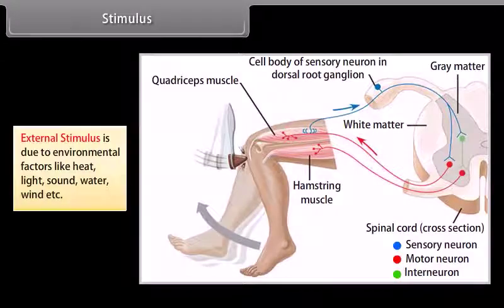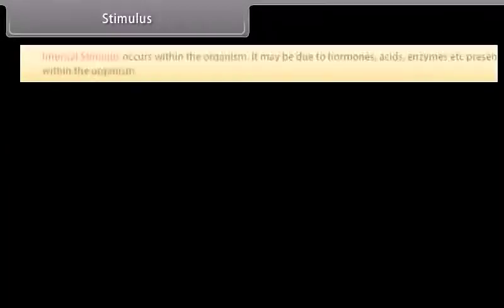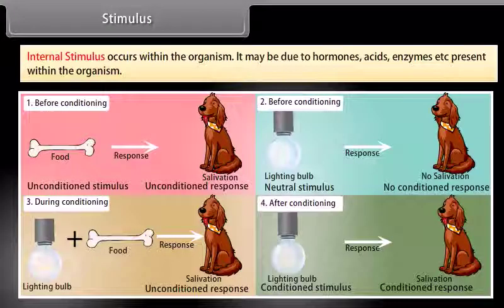External stimulus is due to environmental factors like heat, light, sound, water, wind, etc. Internal stimulus occurs within the organism. It may be due to hormones, acids, enzymes, etc. present within the organism.